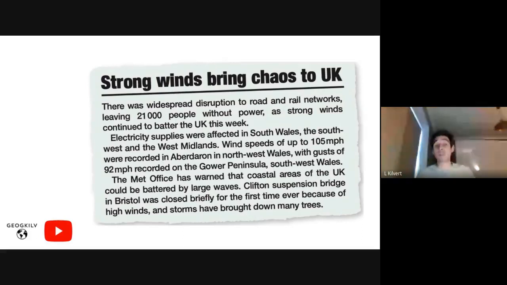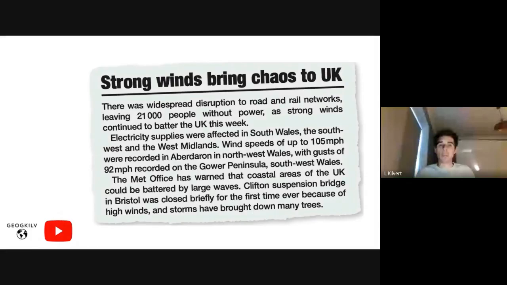And what's interesting about this story is that a lot of those locations are in the west. So, that's where you've got the remnants of the hurricane, which is coming across in our prevailing winds and hitting the southwest of the UK. It says there that the Met Office has warned that coastal areas in the UK could be battered by large waves. The Clifton Suspension Bridge, again in the west of England, in Bristol, was closed for the first time ever due to high winds. So it's about starting to think about what the impacts of these might be.